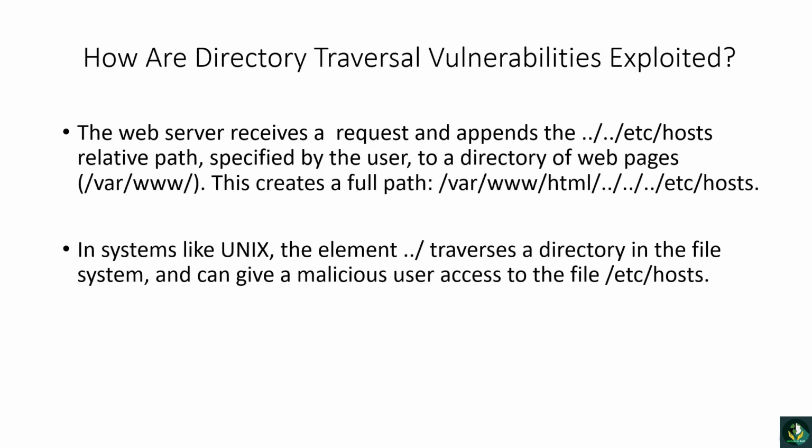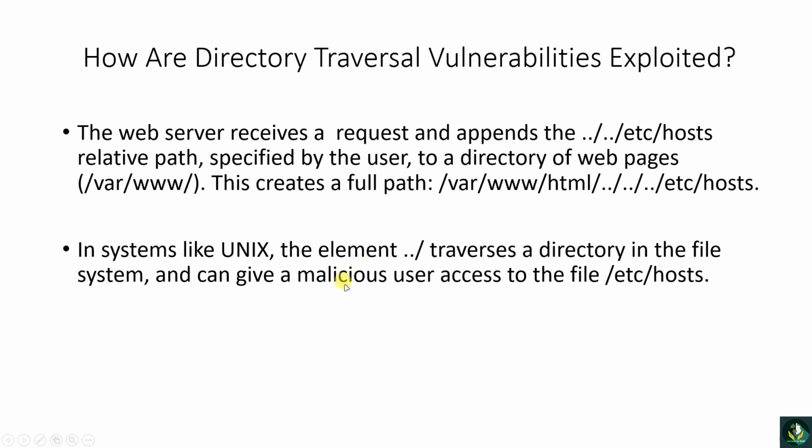Typically, a directory traversal attack exploits web browsers. This means that all servers accepting unvalidated input data from a web browser are vulnerable to the attack. To launch this attack, threat actors often scan through a directory tree, which is where they can locate paths to restricted files on the web servers. The web server receives a request and appends the host directory specified by the user to the directory of the web pages, and this creates a full path.